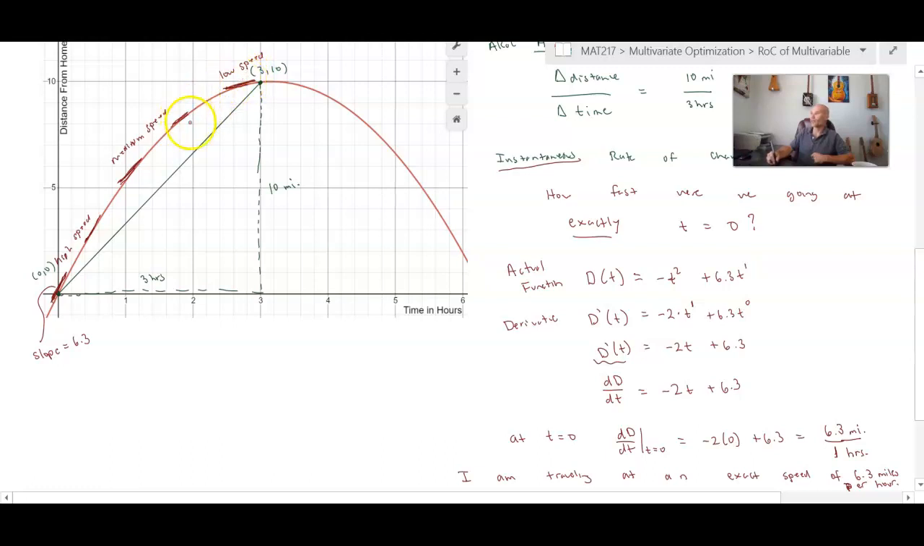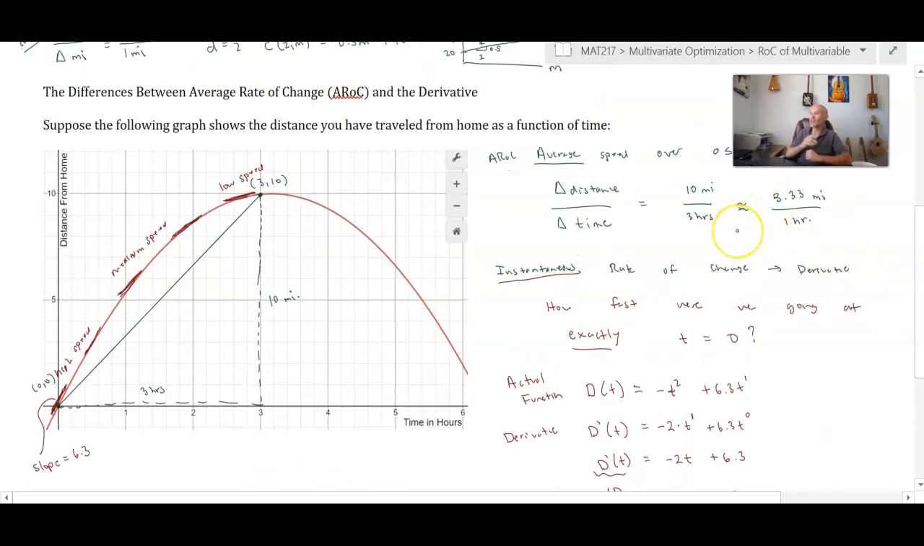So let's just double check that. For example, at t equals 2, which is roughly right there, that speed should be lower. That instantaneous, that radar speed at that instant, at t equals 2, will be negative 2 times 2 plus 6.3, which is going to be 2.3 miles over 1 hour. So we are slowing down. But our average speed, notice, was in between the highest and the lowest speed, because on average we were traveling 3.33 miles per hour.